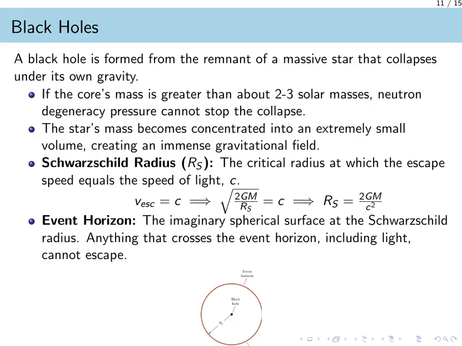The imaginary sphere at this radius is called the event horizon. It is not a solid surface, but rather the ultimate point of no return. Anything that crosses the event horizon is trapped forever by the black hole's gravity.